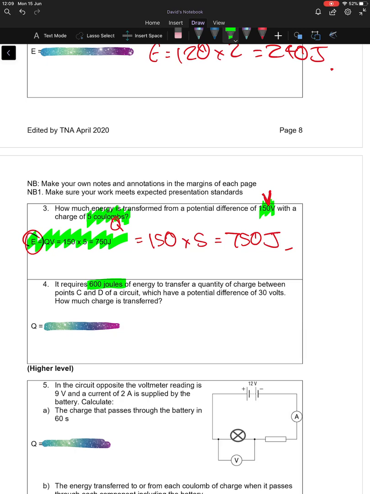And then it requires 600 joules of energy to transfer a quantity of charge between point C and D of the circuit, which has a potential difference of 30 volts. How much charge is transferred?